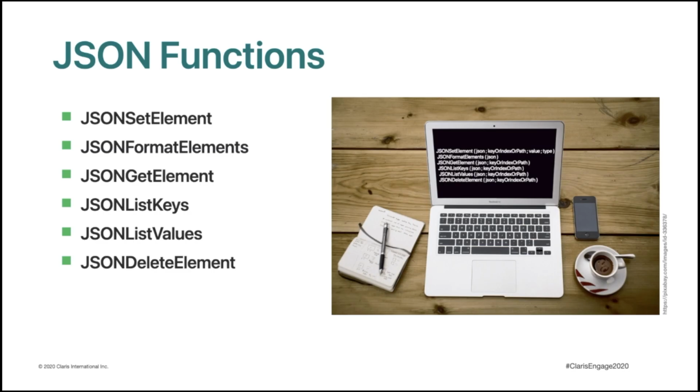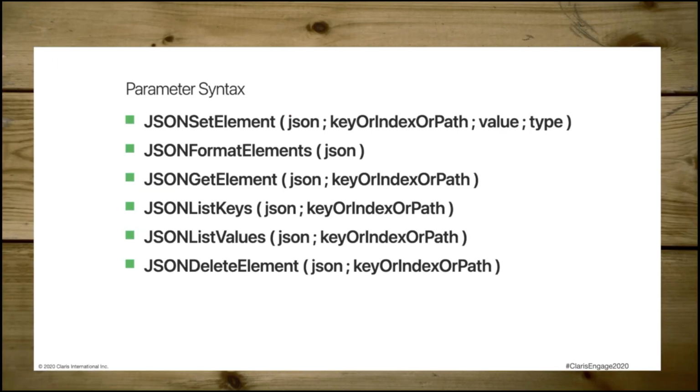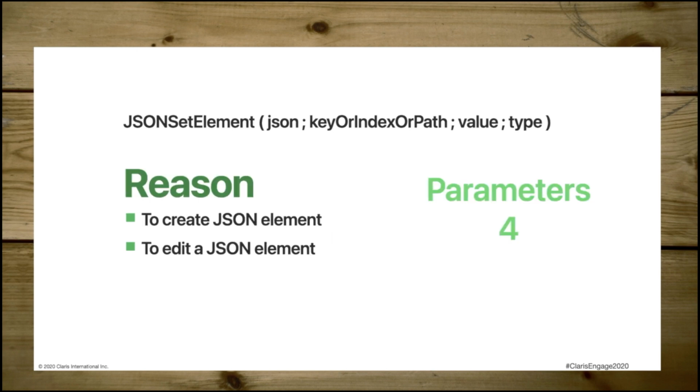The JSON FileMaker functions all have their individual use that we'll cover in this section, and then we can see examples of how each one is used. I covered what the parameters of JSON are in the parameters section and which functions use them. Here we can see an overview of what that looks like and the parameters in the functions. The parameters being JSON, key or index or path, value, and type.